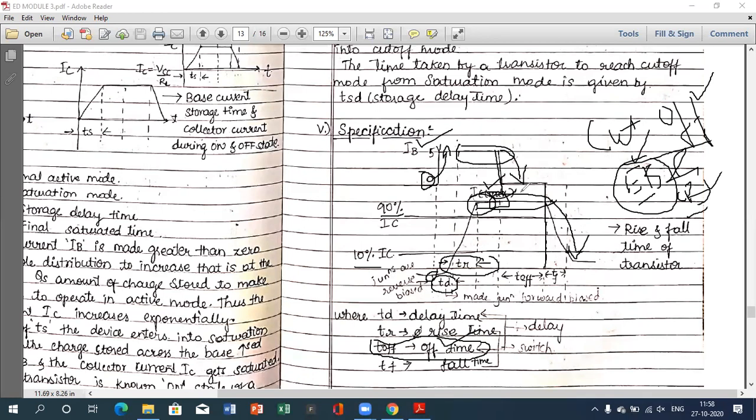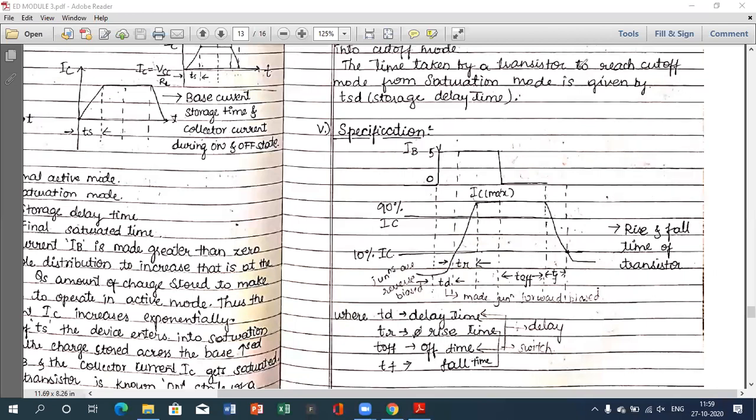Here it is also used as a switch: on when it is at saturation, off when it is at cutoff region. So this is cutoff. This is how the transistor specification works. I hope it is clear for everyone: when it is on, when it is off, how much time is taken to turn on and remain in saturation, then how much time is taken to fall back towards the cutoff region. So this is about the specification of the transistor.